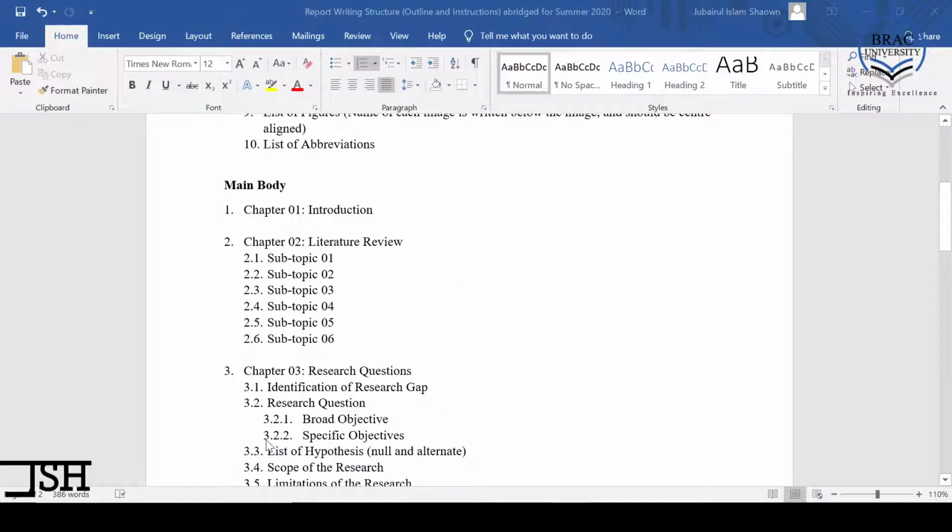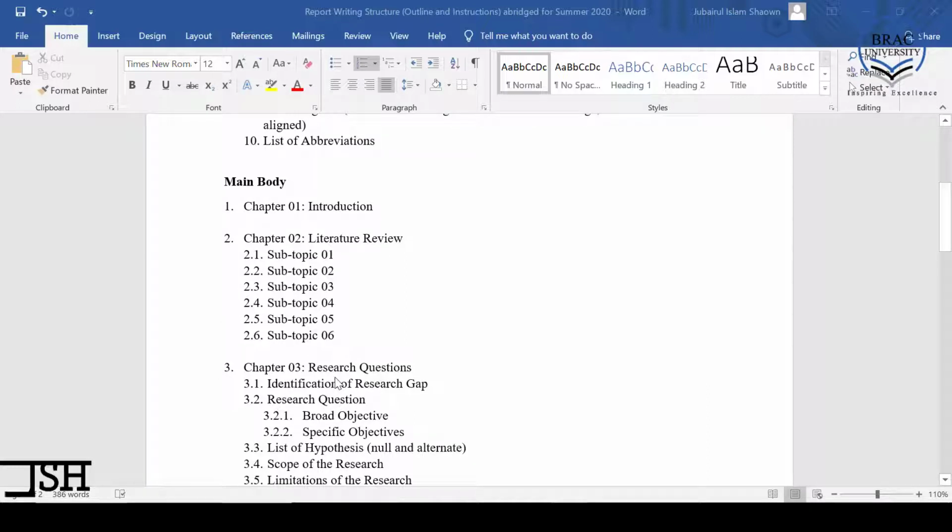Again, don't get confused that it is going to be a huge report. We have substantially reduced the size of each chapter. So when you submit your report or when we give you an assignment, we will make sure that each chapter is of limited size. So let's start with chapter 1.